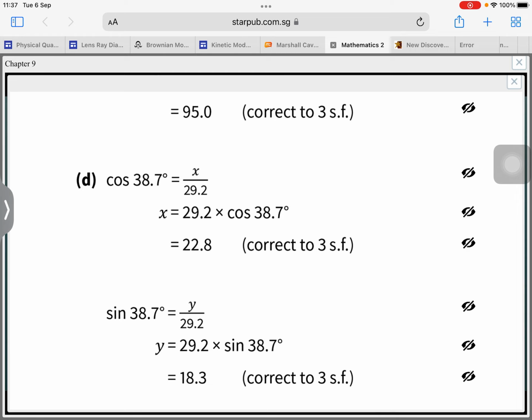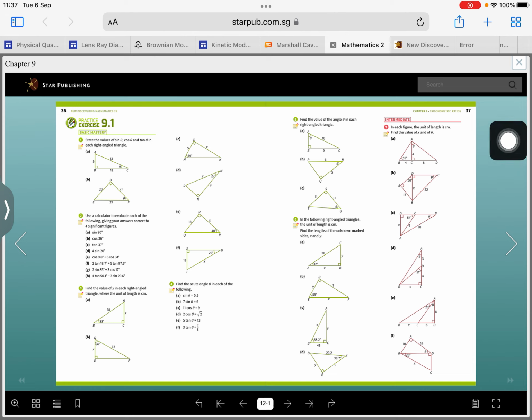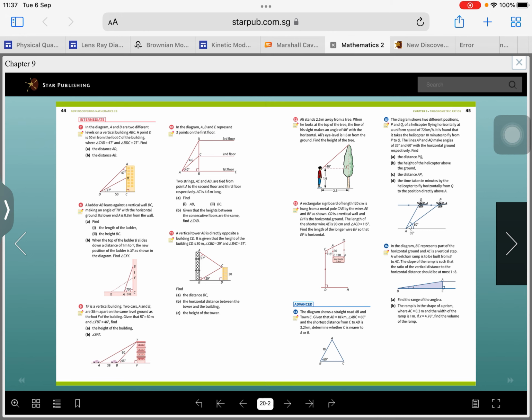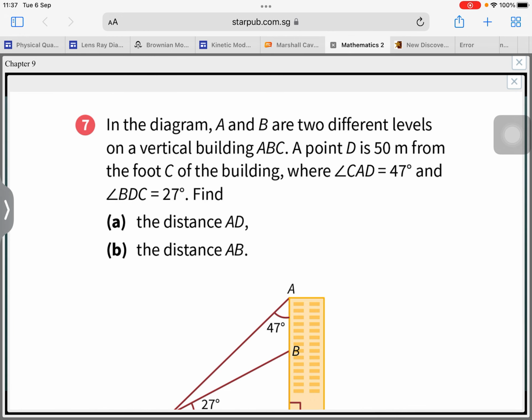So that's question 6. These are the very basic questions, to see whether you can apply your trigonometric ratio, using SOH CAH TOA. Okay, next we go to the more typical exam style questions, where there's some story to it, to get you to apply. We start with exercise 9.2, question 7.